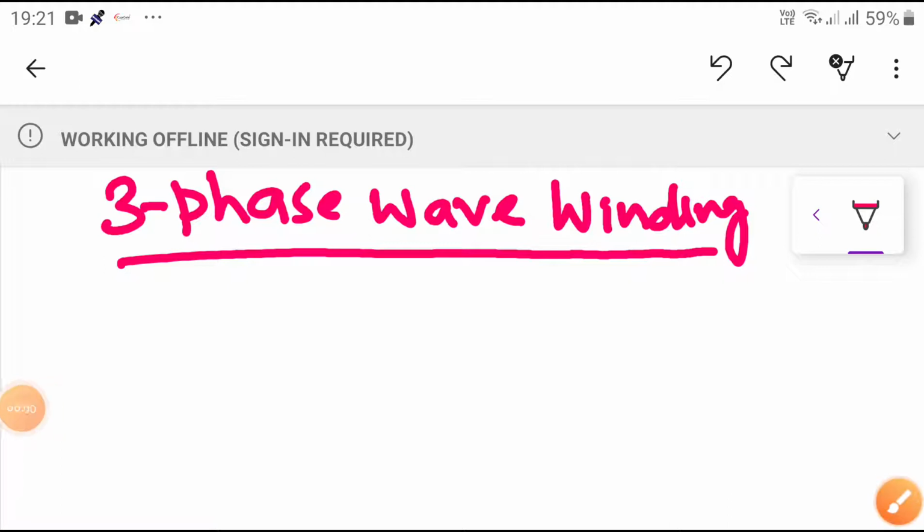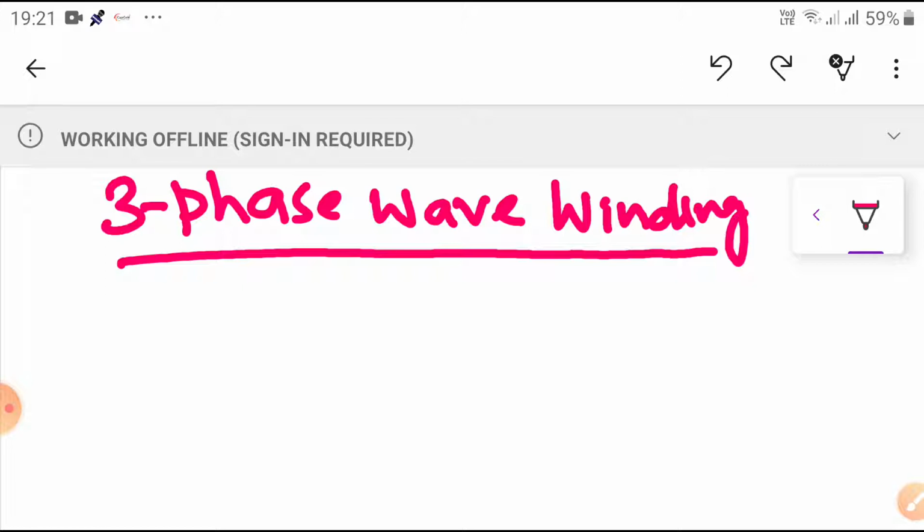Friends, in this class we are going to end our electrical windings. In previous classes we have discussed various types of electrical windings, AC as well as DC windings.